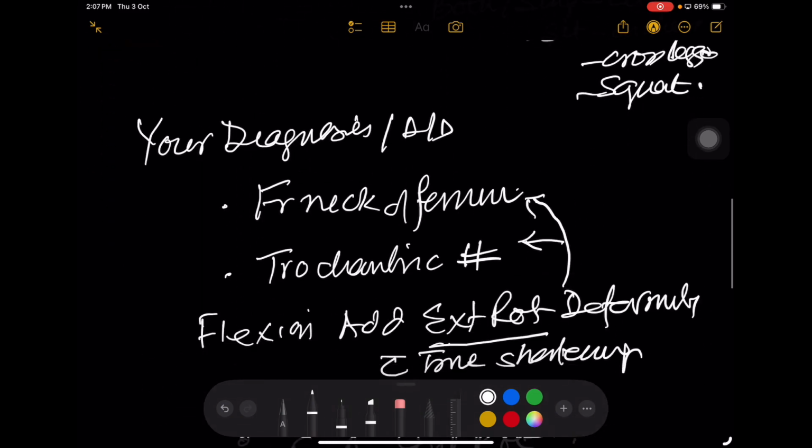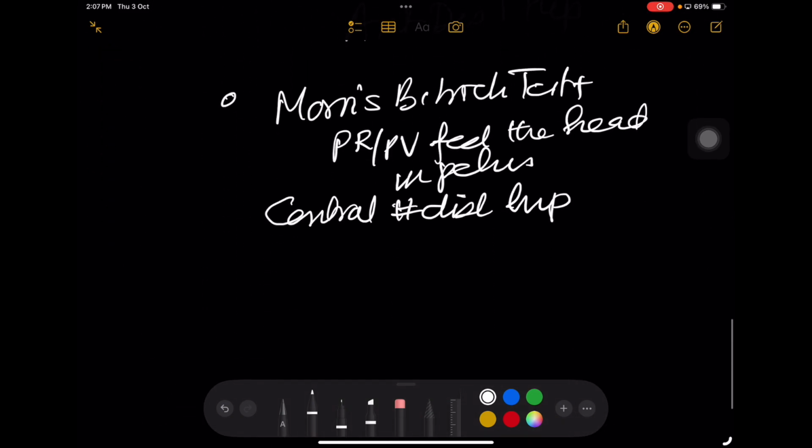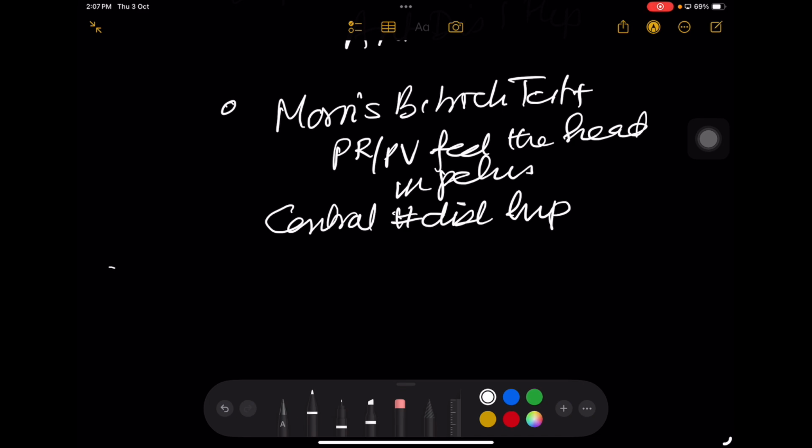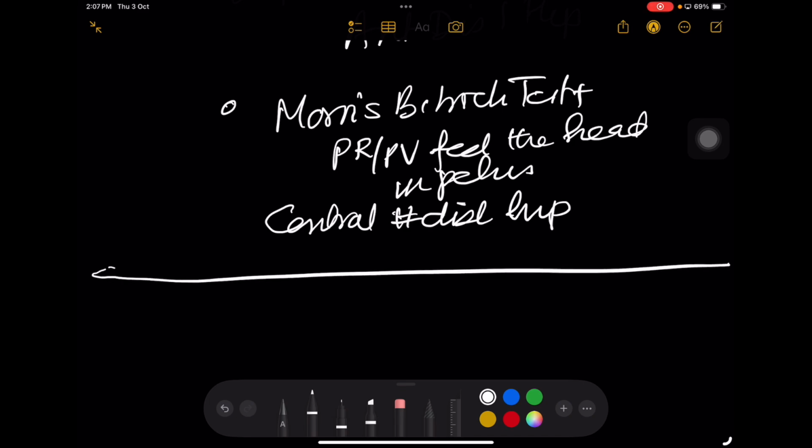So that is the clinical differential diagnosis of injuries around hip. Fracture neck of femur, trochanteric fracture, posterior dislocation of hip, anterior dislocation of hip, central dislocation of hip. Okay?